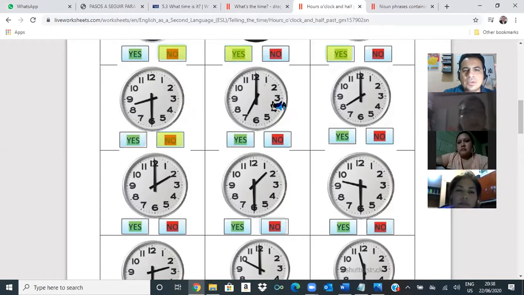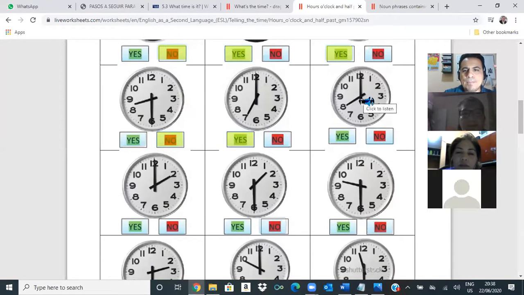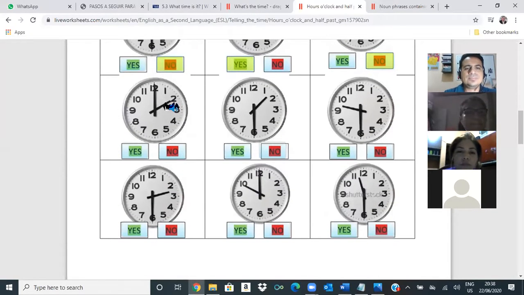That's past. It is 7:00. Yes, it's right. It is 7:00. No, ¿verdad? It is 8:00. No. It is 2:00. Yes. It is 3:30. No. It is half past three. Half past two. No, ¿verdad? Past one. It is past one. Right, so this is incorrect.